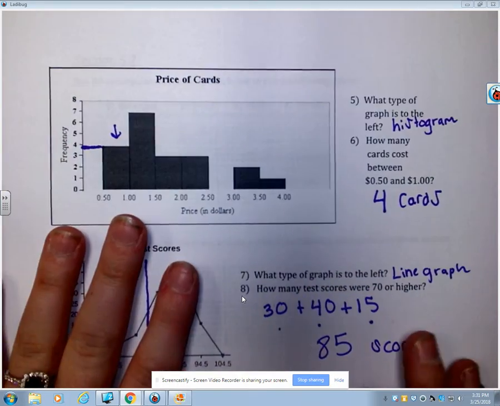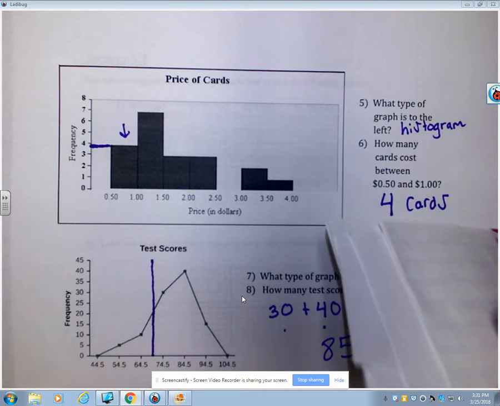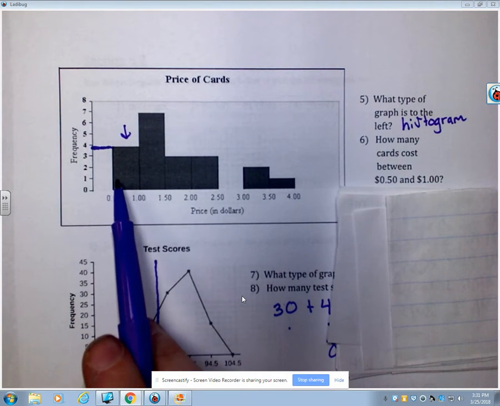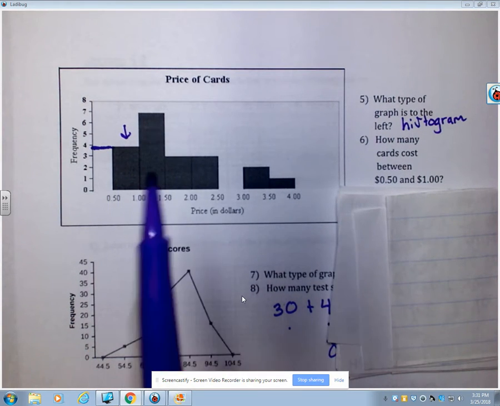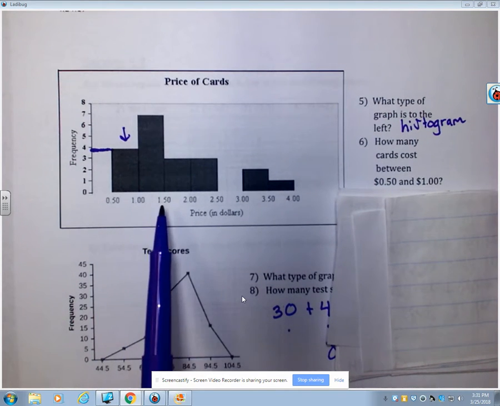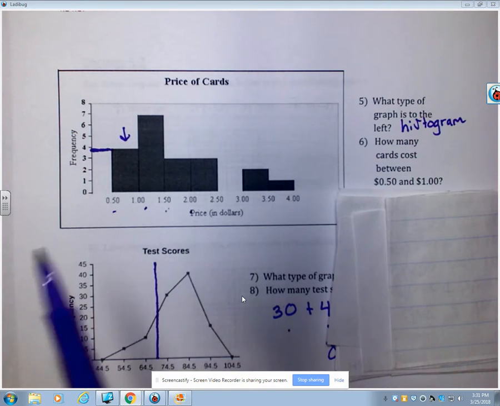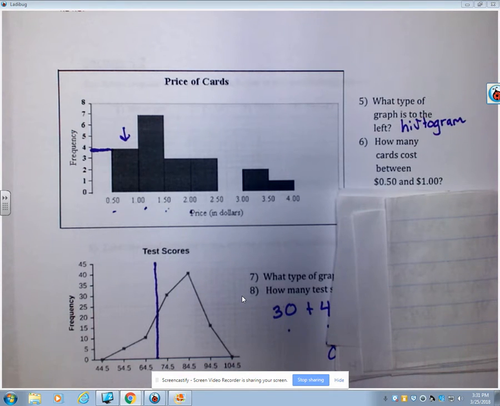Okay, moving on to the next ones. This is a histogram, and the big difference between a histogram and a bar graph is that a histogram has bars that touch each other. Bar graphs won't; they'll be separated. This histogram also goes in intervals: 50 cents to $1, $1 to $1.50, $1.50 to $2, and so on. So it has intervals with it.